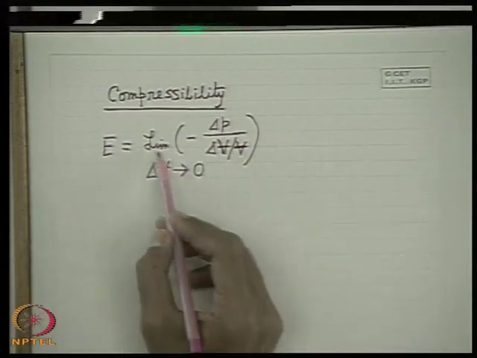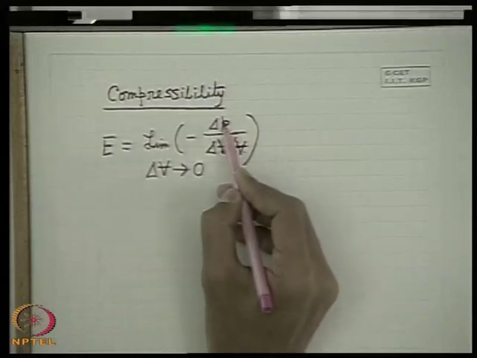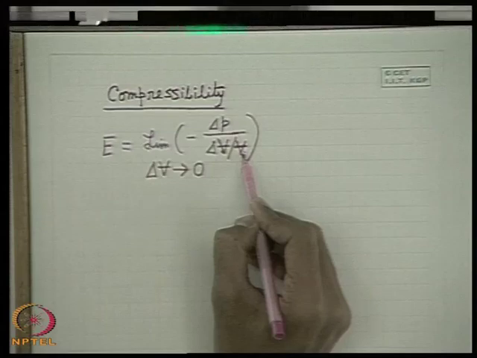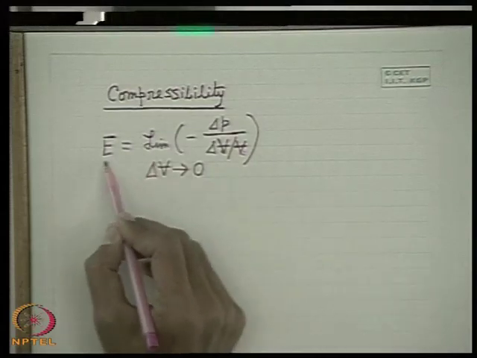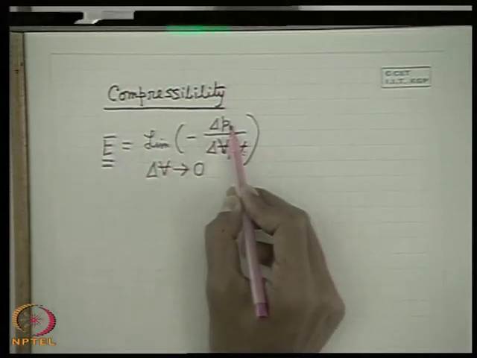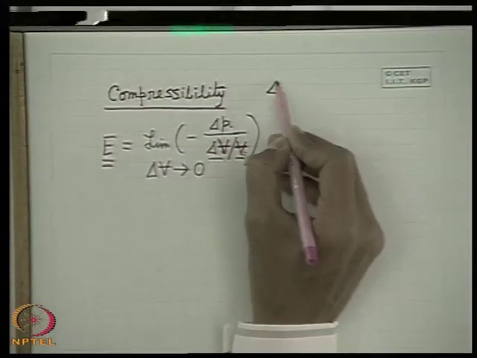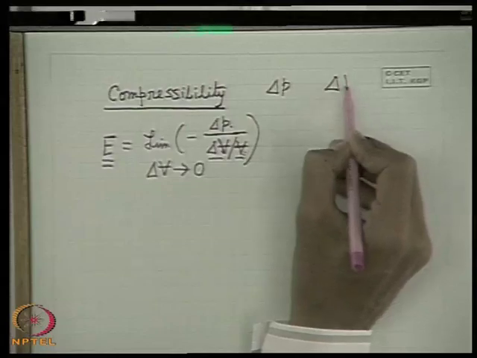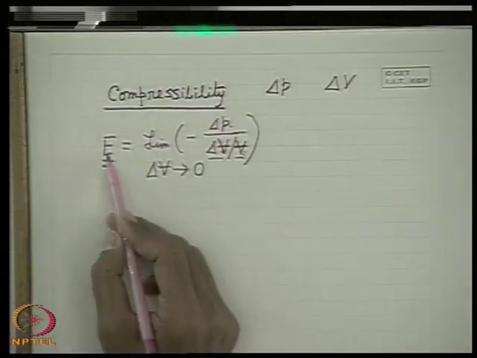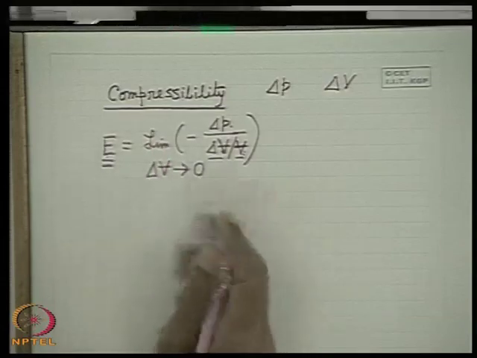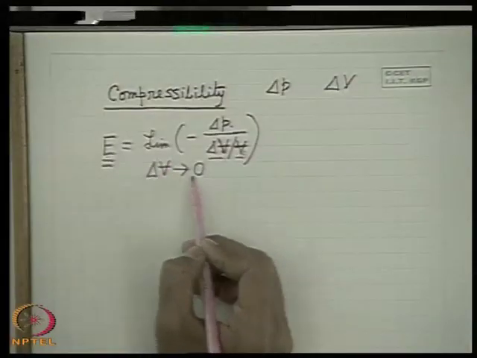That means this is the limiting value of delta P by delta V by V, where delta P is the change of pressure and delta V is the change in volume with an original volume V. That means we can define the coefficient of elasticity as the ratio of the change in pressure to the change in volume per unit volume. It's a point variable, that's why it is defined in terms of limit delta V tends to 0. That means if the substance contracts even to a point, this definition is valid. So delta V tends to 0.